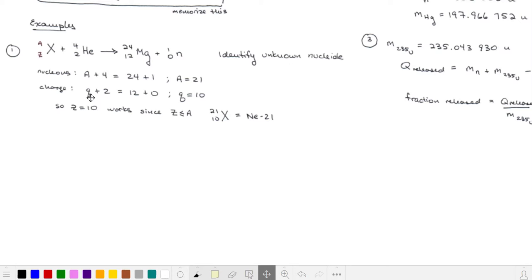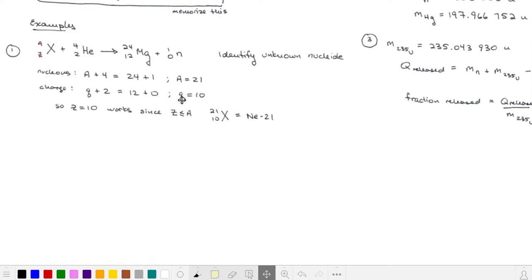And quite often, though this is a counterexample, we can't just say that because the charge on the left-hand side is equal to 10, that means the number of protons on the left-hand side is equal to 10. That's only true if this charge is less than the total number of nucleons. I'll show you an example where that's not necessarily true next.